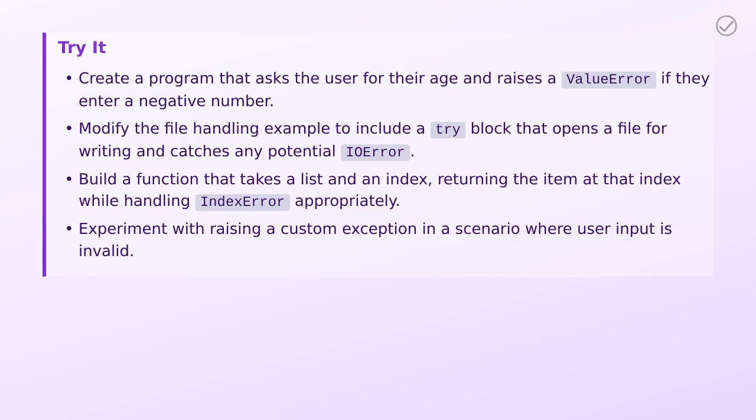Go ahead and work through this exercise. First, create a program that asks the user for their age and raises a ValueError if they enter a negative number. Also, modify the file handling example to include a try block that opens a file for writing and catches any potential I/O error. Also, build a function that takes a list and an index, returning the item at that index while handling IndexError appropriately. Finally, experiment with raising a custom exception in a scenario where user input is invalid.